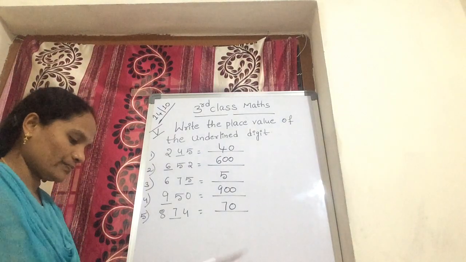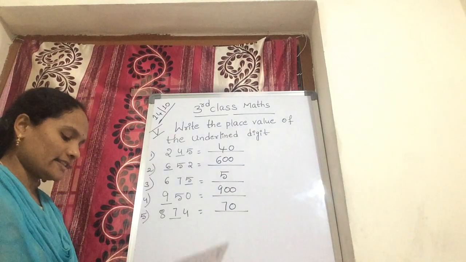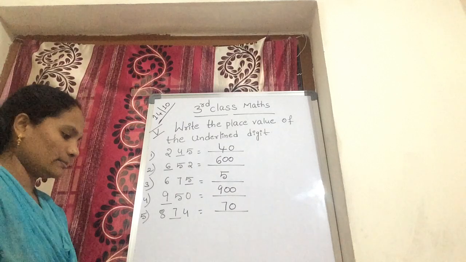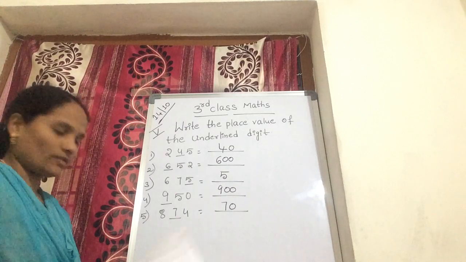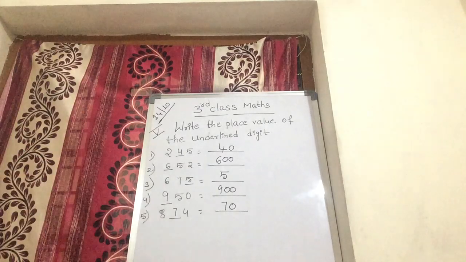And next one, Amma. Form the greatest and the smallest 3-digit number. Please children, copy this.